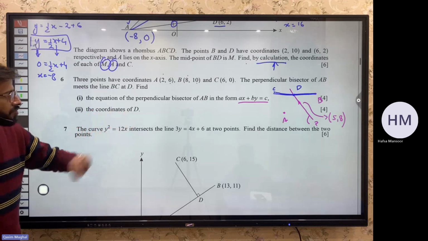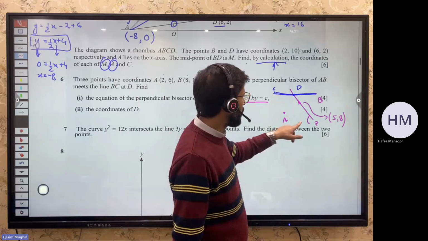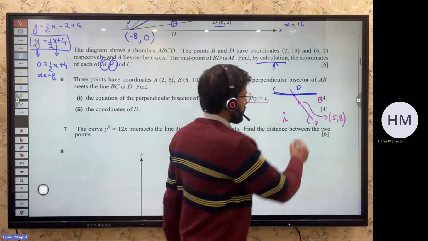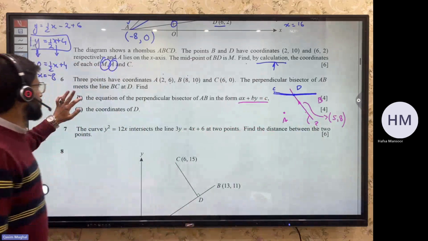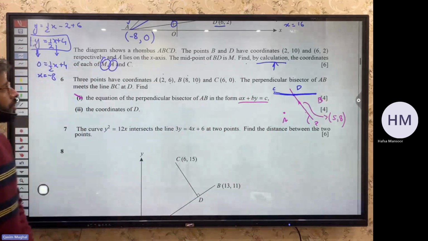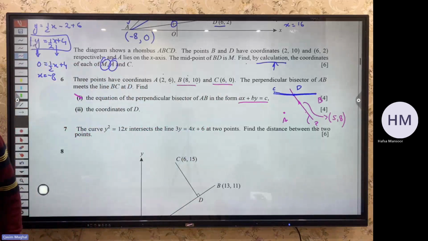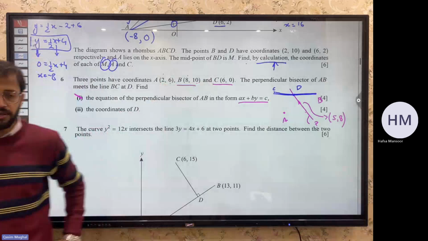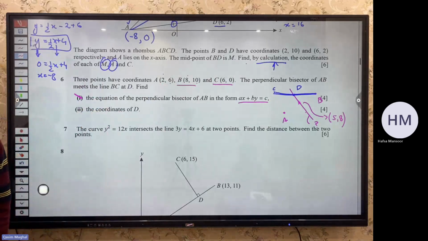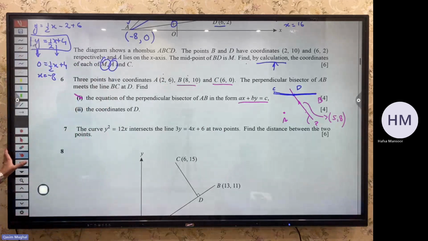The coordinates of D. Now D is the intersection of BC and the perpendicular bisector line. You have the equation of this perpendicular bisector, which you found in part 1. The equation of line BC is not given, but we can find it out. We have the point and we can work out the gradient from here as well. Okay? And then once you have the equation of BC, solve the two equations simultaneously, and then you will get your answer. Understood?